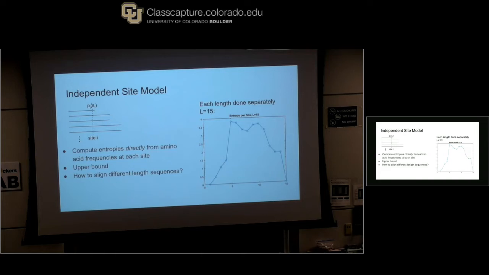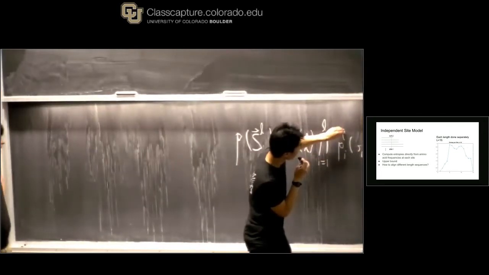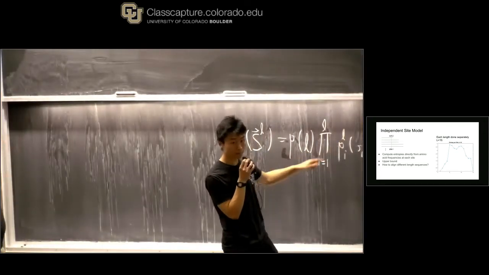So to convert from these one-site entropies to the entropy of sequences, consider the following. Consider a sequence of length L. We consider the probability of it being generated to be given by the probability of observing a sequence of length L multiplied by a product of the one-site probabilities of that sequence, given that the total length is L.